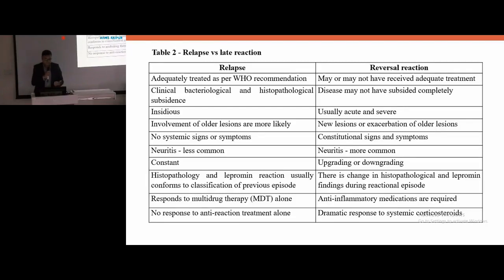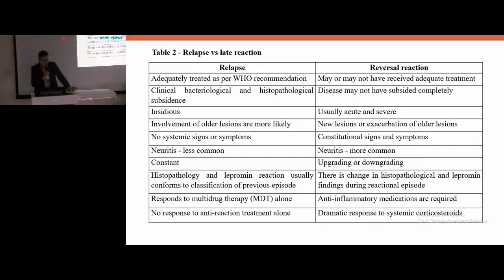The onset is insidious in case of relapse, while in reversal reaction, it is usually acute and severe. In relapse, involvement of older lesions in terms of increasing size of the pre-existing lesion is more likely, while in reversal, they become more tender and inflamed. There are no systemic signs and symptoms of reaction in patients with relapse, while in reversal reaction, we get to see constitutional signs like fever.